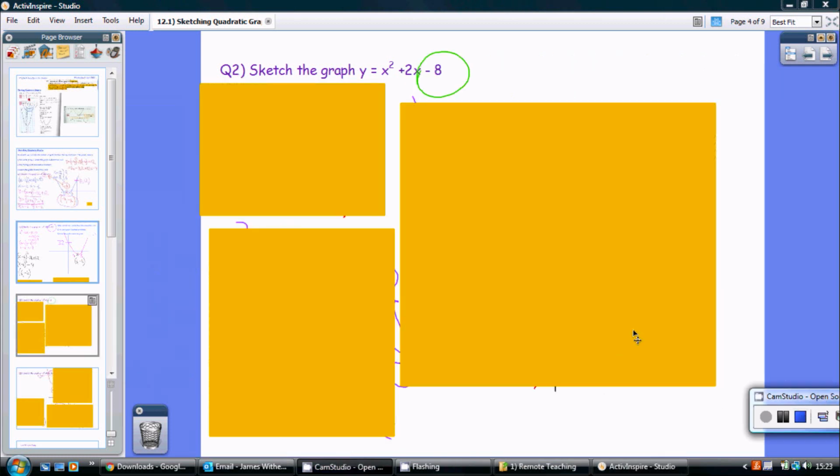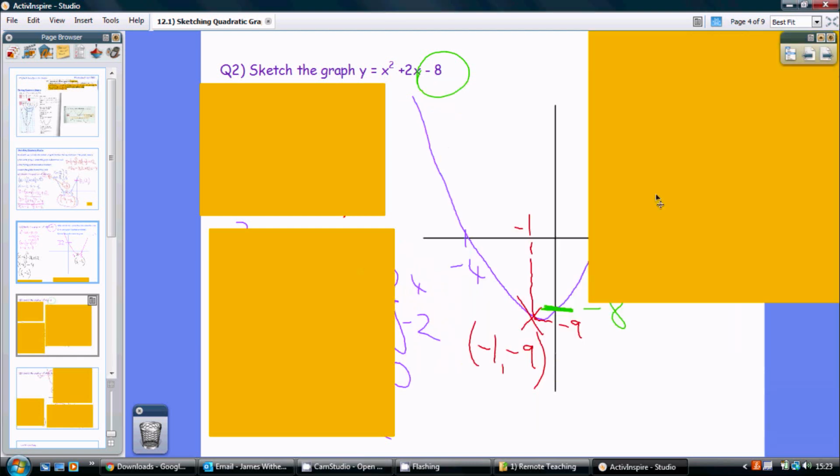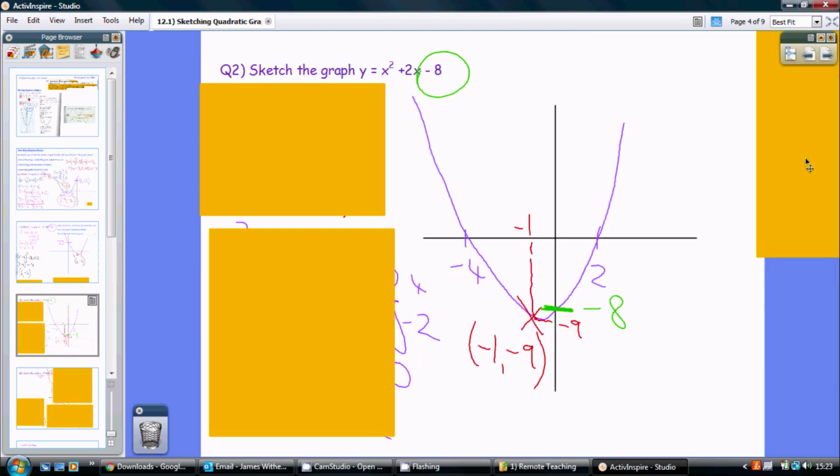So question 2, same thing, please pause the video and go and sketch this graph, working out all the roots and the minimum point, please. So pause the video. Okay, so here is my answer.